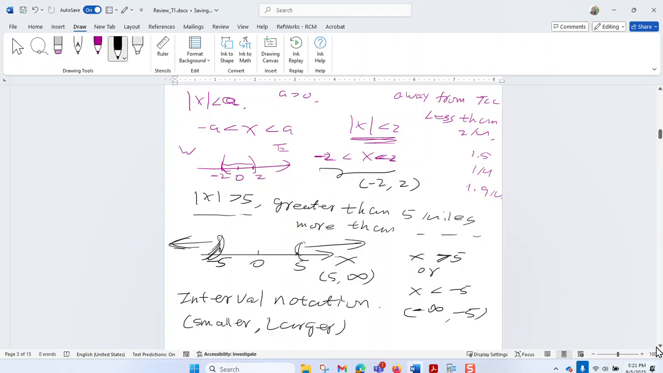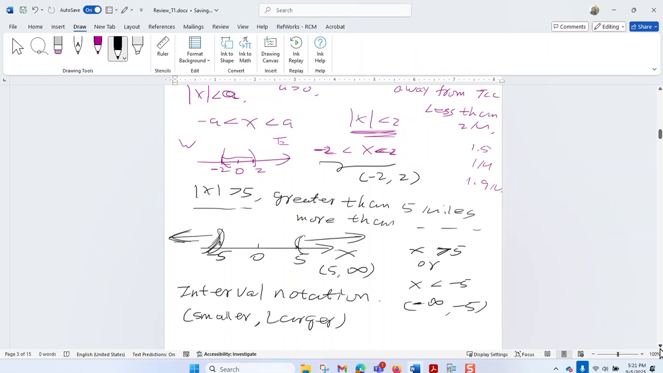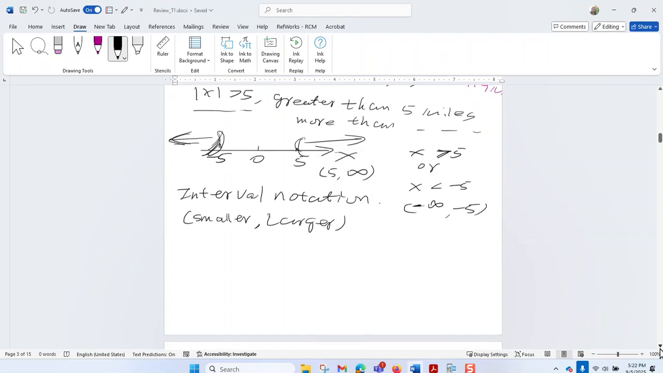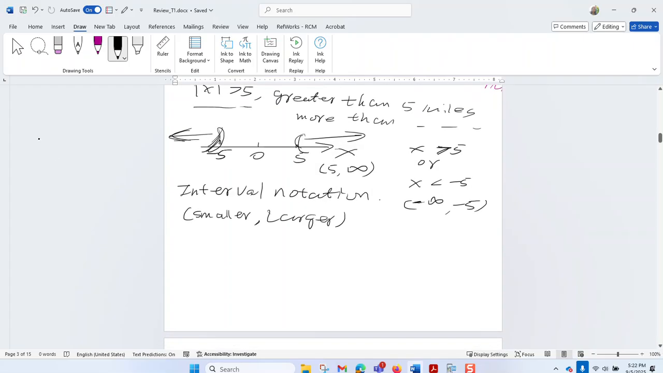Okay, let me give you an example. If you have an equal sign, if you have x greater than 1 and less than or equal to 10, how do you write down this interval? If you have an equal sign, you will use the bracket. So 1 here will be a parenthesis, 10 here will be a bracket. Greater than or equal to 1 and less than or equal to 10 will be both brackets.